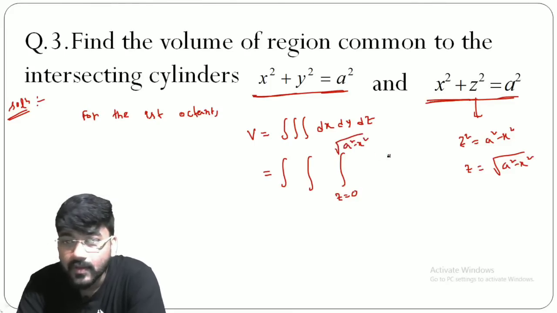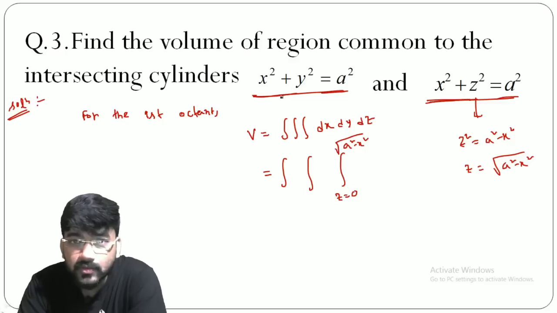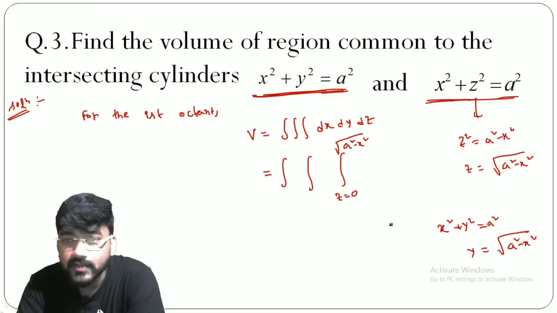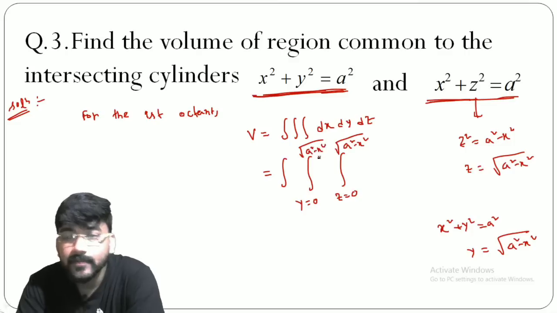Okay, and then what will be the limit of y? You can see from this equation that x square plus y square is equal to a square. So y will vary from 0 to root a square minus x square.